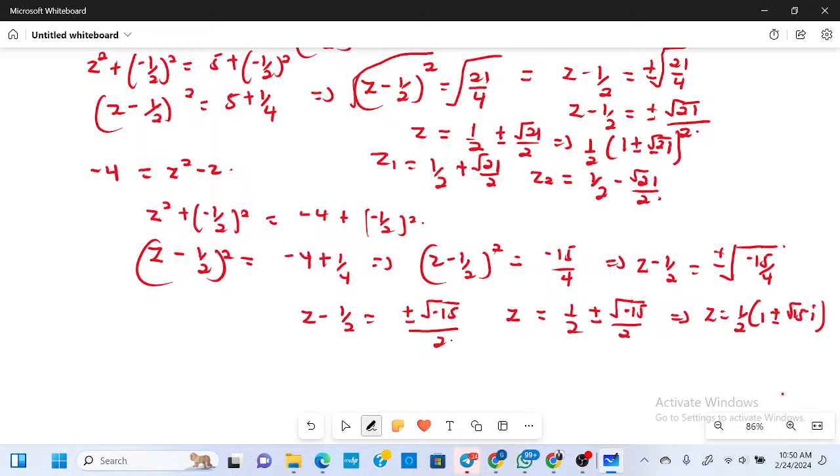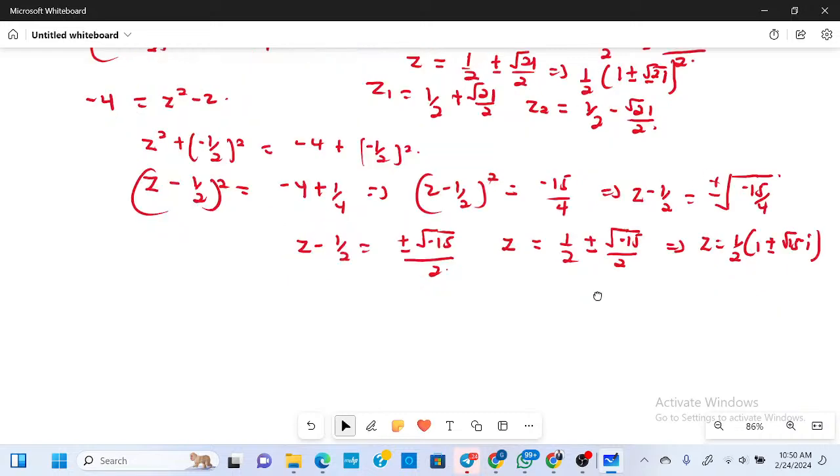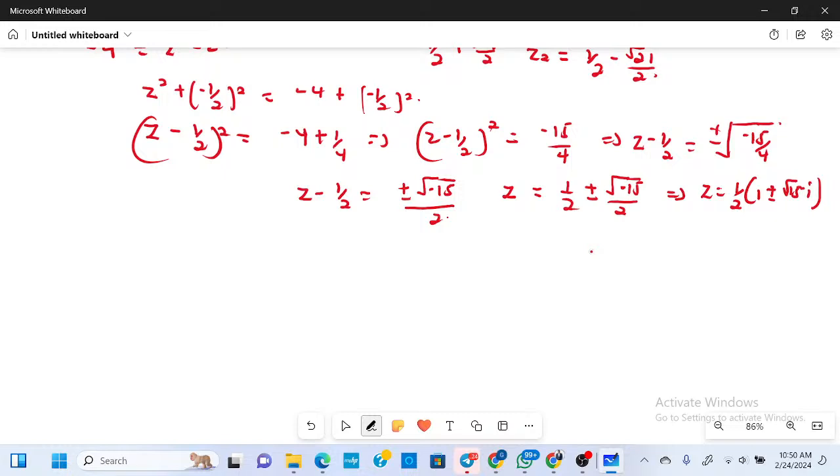So you know this has two solutions, and that will be giving me my z3 and z4. So our z3 is simply equal to 1 out of 2 plus root 15i on 2. And finally z4 is equal to 1 out of 2 minus root 15i on 2. So this is the end of the second problem. Let's move to the third problem.